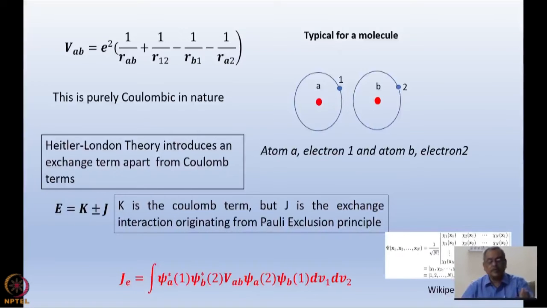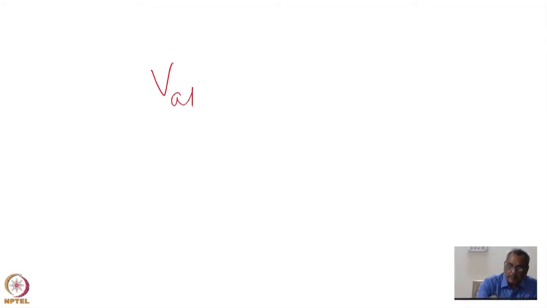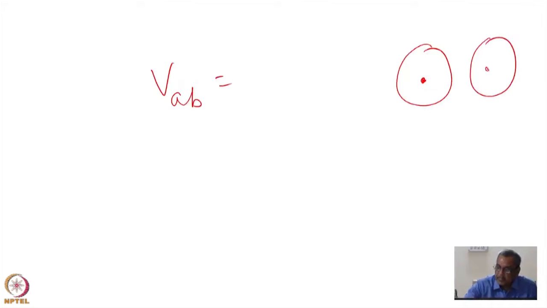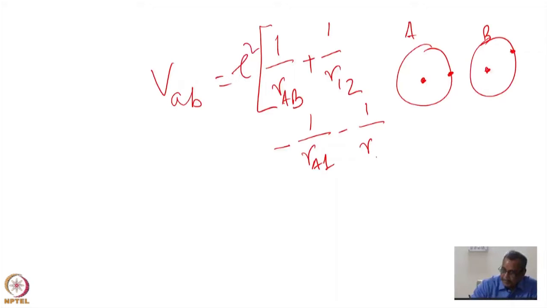nucleus-electron, and nucleus-nucleus. So I will write it down as I have shown here. V_AB between two sites. So I have atom A and atom B. This is A and B, and this is one electron, so hydrogen-like. But this clarifies the concept. So it is equal to e squared then it is 1 over R_AB plus 1 over R_12 minus 1 over R_A1 minus 1 over R_B2.